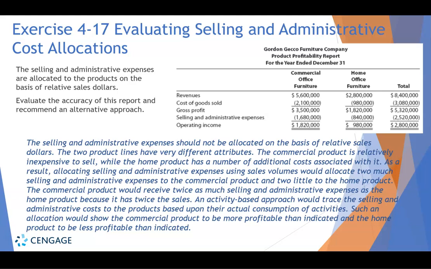So basically, the selling and admin shouldn't be allocated on the basis of relative sales dollars because they have very different attributes. The commercial product is inexpensive to sell. The home product has a number of additional costs that are associated with it. Because of that, allocating selling and administrative expenses using just sales volume would allocate too much selling and admin to the commercial line and too little to the home product line. The commercial product would receive twice as much selling and admin as the home product since it has double the sales. An activity-based approach could trace the selling and admin costs to the products based upon their actual consumption of activities. Such would allow the commercial product to be more profitable than it's showing right now.